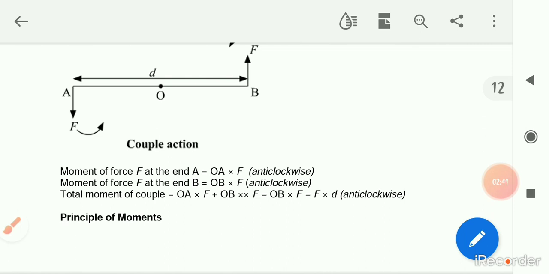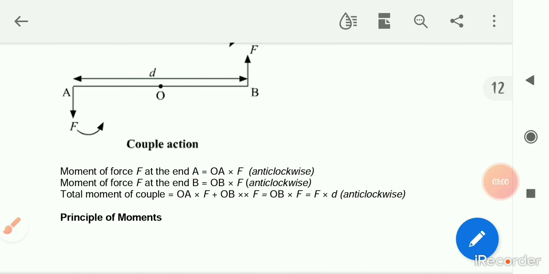So you should remember, moment of couple is force into arm of couple. Force into arm of couple, and SI unit of couple is Newton meter and kg FM. It is not given there, but you should remember SI unit of couple is Newton meter and kg FM, and in CGS, the unit of couple is Dyne centimeter and GF centimeter.